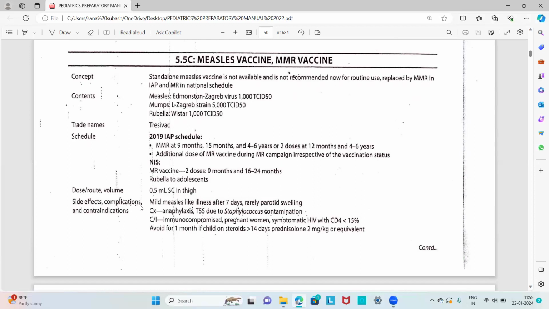The side effects or complications: a mild measles-like illness after 7 days, and rarely parotid swelling will be there. And contraindications: complications like anaphylaxis will be there, and toxic shock syndrome due to staphylococcal contamination will be there. Contraindicated in immunocompromised, pregnant women, symptomatic HIV with CD4 less than 15%, and you avoid for 1 month if the child is on steroids.